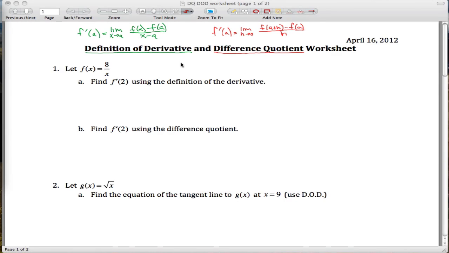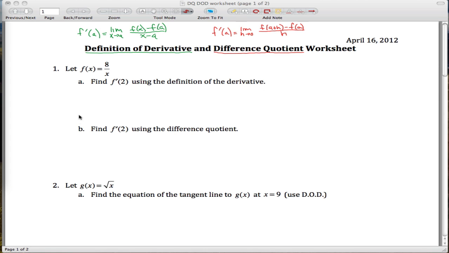All right, here is the worksheet from today in class. We use the definition of the derivative and the difference quotient over and over. So I wrote the definition of the derivative here and the difference quotient. And let's get started. All right, so find f prime of 2 using the definition of the derivative.